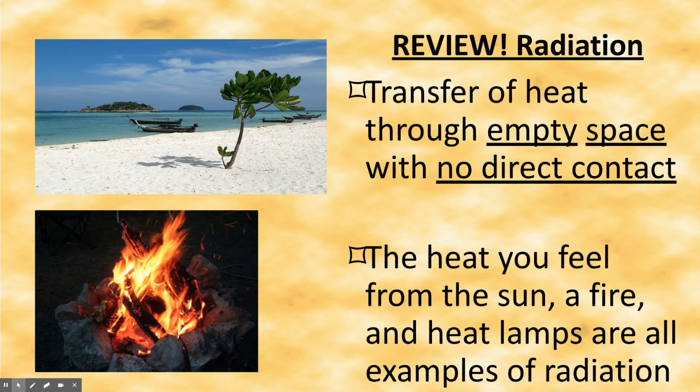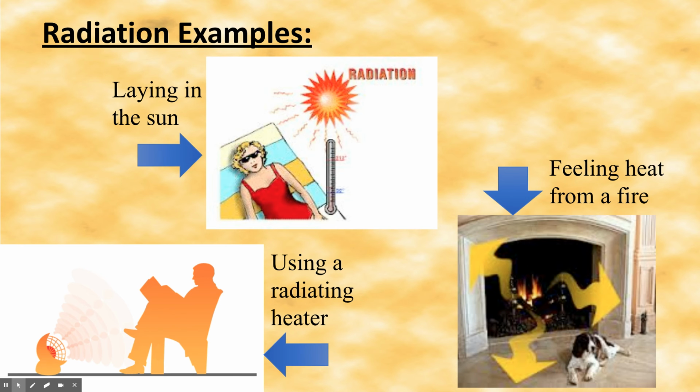The heat you feel from the sun, a fire, heat lamps. Anytime you see light or microwaves, that's going to be radiation. And here are some examples. You've got laying in the sun, radiation, feeling the heat from the fire. The dog's like, yay, it feels so good. Or using a radiating heater like we did in the lab where we had the space heater. So those are examples of radiation. Oh, actually, that's a light.